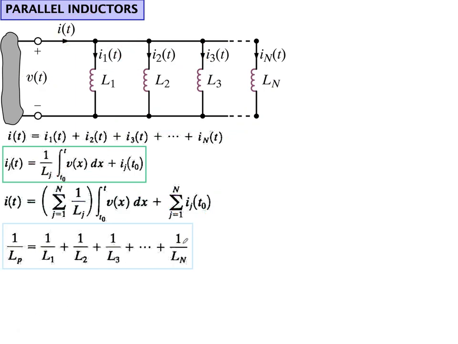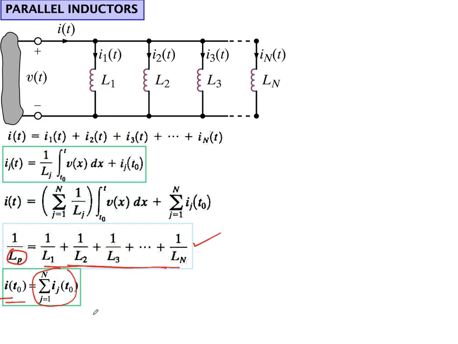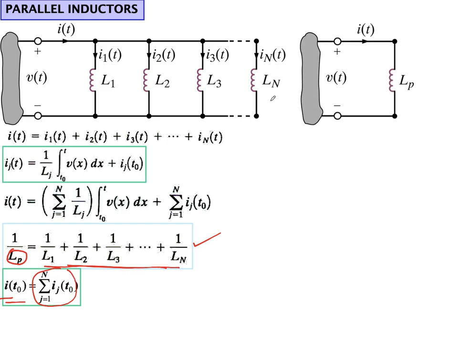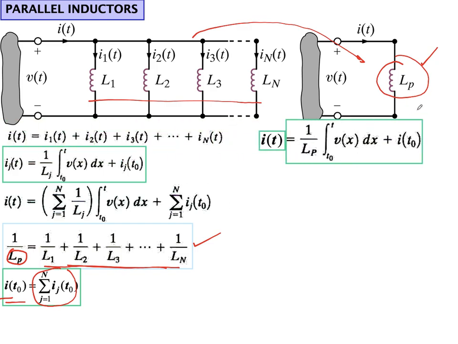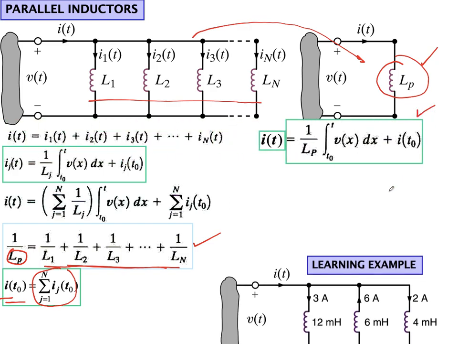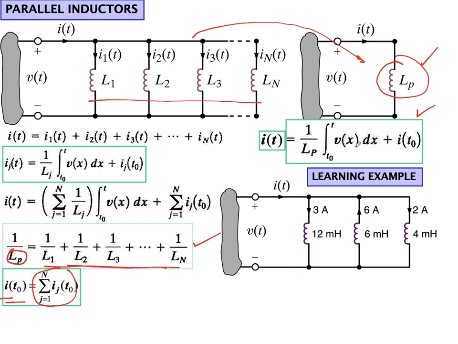So in this case, the total inductance, that is 1 over L_p, is the sum of the reciprocals of all these inductances which are connected in parallel, just the way we see it for the case of resistors. And the total initial current will be the sum of all the initial currents that we can see over here. So this will give me the total inductance L_p. Instead of having all these inductors in parallel, we can just replace them with this equivalent value. So using this integral form of the inductance law, we can find the equivalent inductance.